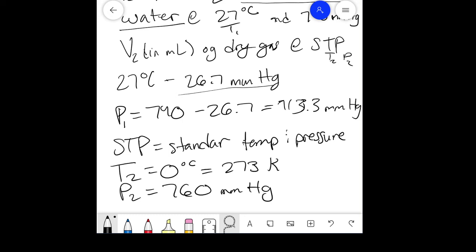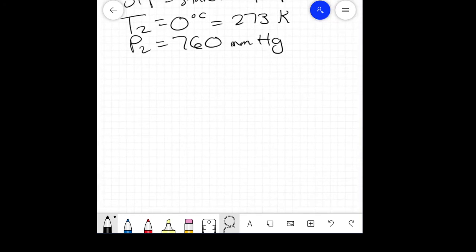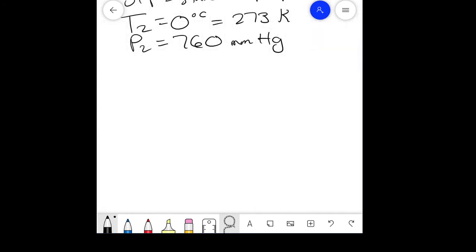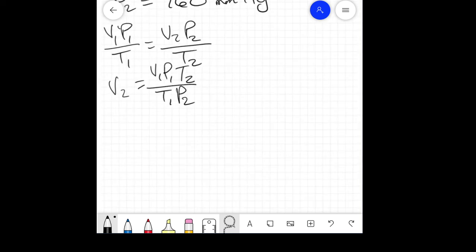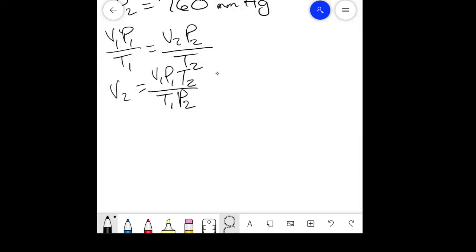Okay, so now this is just the combined gas law as normal. Our combined gas law is V1 P1 over T1 equals V2 P2 over T2. Just do the math and you get V2 equals V1 P1 T2 over T1 P2. Okay, now we're just going to plug in like normal.